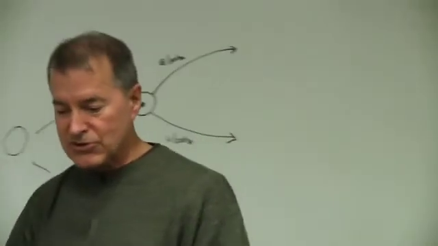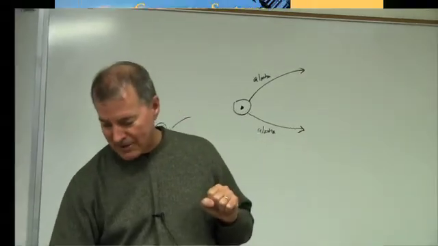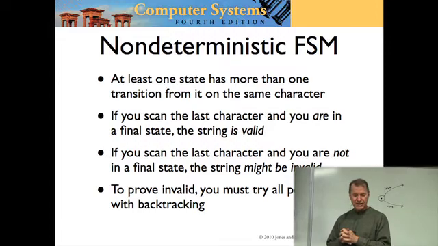Yes. So with a non-deterministic machine, the rules are even a little more complicated. So here's the rules. First of all, the definition of a non-deterministic finite state machine: at least one state has more than one transition from it on the same character. That's what makes it non-deterministic. And furthermore, if you scan the last character and you are in a final state, you know the string is valid. Does that make sense?